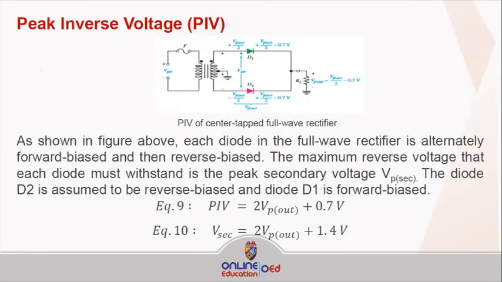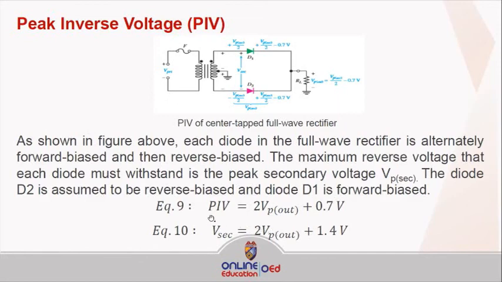How about the peak inverse voltage of a center tap full wave rectifier? As shown in the figure above, each diode in the full wave rectifier is alternately forward bias and then reverse bias. The maximum reverse voltage that each diode must withstand is the peak secondary voltage, VP sec. Then the diode D2 is assumed to be reverse bias and the diode D1 is in the forward bias. Okay, ito yung nangyayari sa peak inverse voltage ng center tap full wave rectifier.